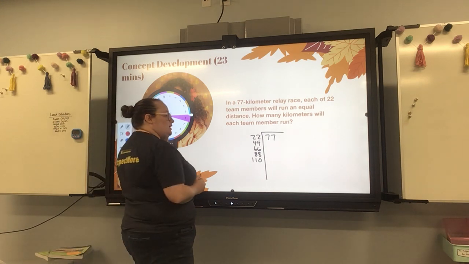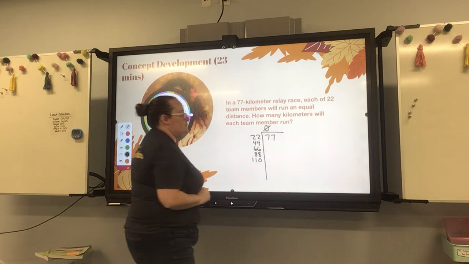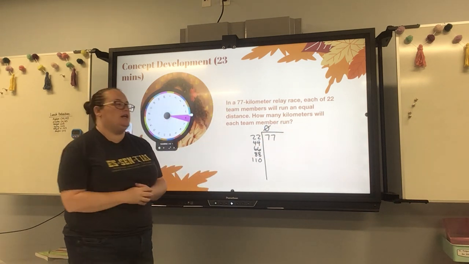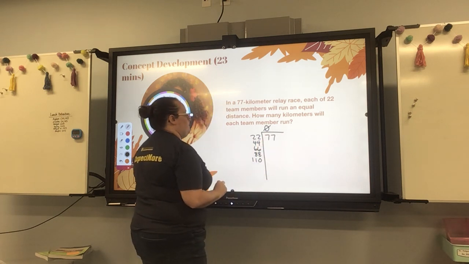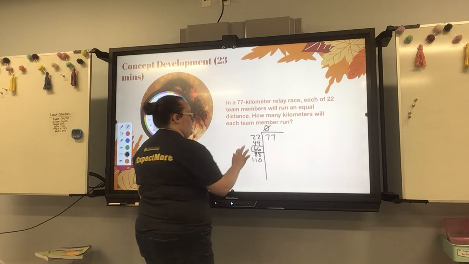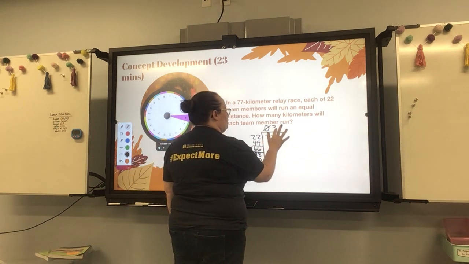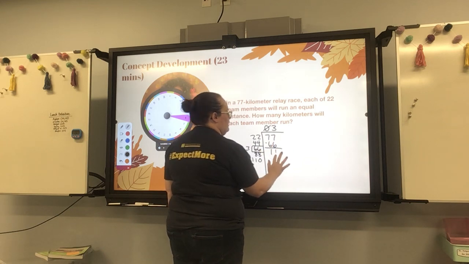How many times can 22 go into 7? 0 times. 7 is too small, so it can't go into 7. How many times can 22 go into 77? The closest number on my list is 66. That is the third number, so I'd put a 3 in my quotient and subtract 66, and that is 11.